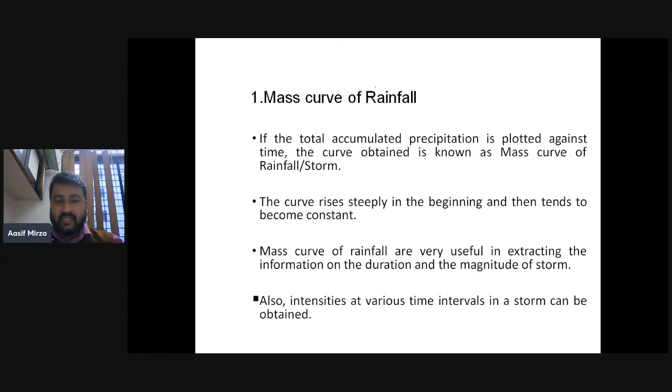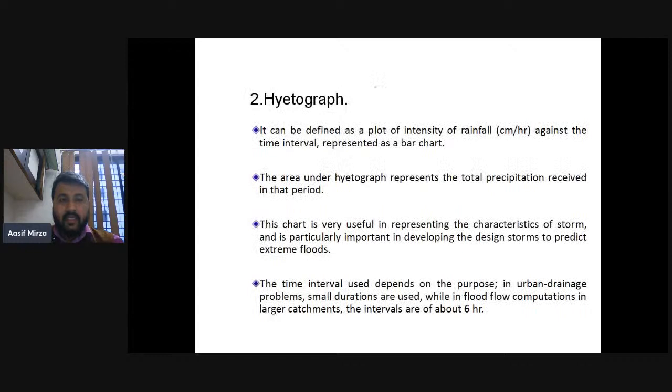Also, intensities at various time intervals in a storm can be obtained. Now, a hyetograph can be defined as the plot of intensity of rainfall in centimeters per hour against the time interval, represented as a bar chart. The area under the hyetograph represents the total precipitation received in the period.